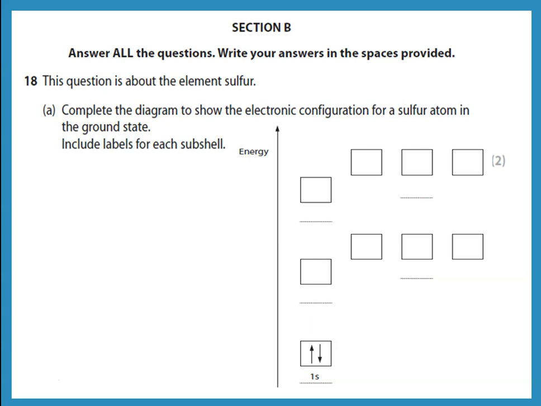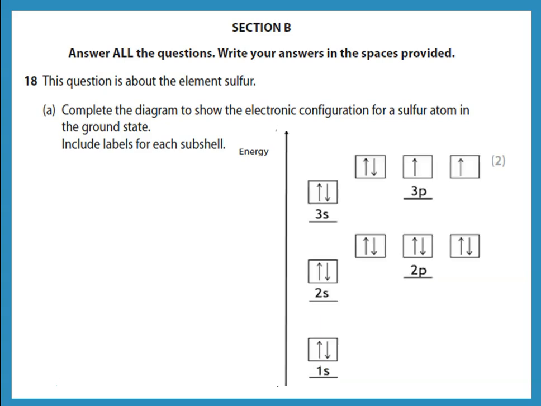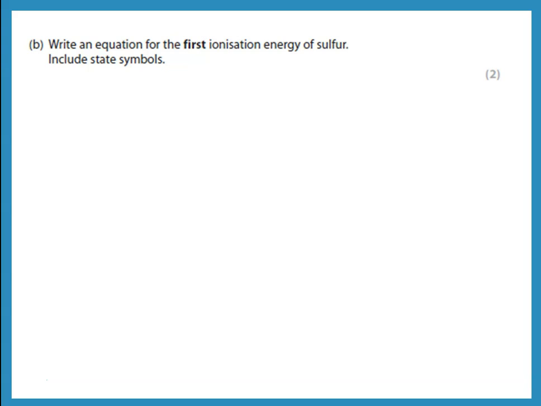Okay, now we're in section B. In section B, the first question says, complete the diagram to show the electronic configuration for a sulfur atom. Remember, if we look at the periodic table, the sulfur atom has 16 electrons, so we can distribute it 1s2. Remember, we need to fill the lower energy first, 2s2, 2p6, 3s2, and then I'm left with 4 electrons, and these 4 electrons will have to go 1, 1, 1 into each of the p orbitals, and then the fourth will have to be paired. So this is how we distribute the electrons. He's saying write an equation for the first ionization energy of sulfur and include state symbols. Remember that first ionization energy means I'm starting with a sulfur atom and we remove 1 electron. It becomes an S plus, and this is all in the gaseous state.